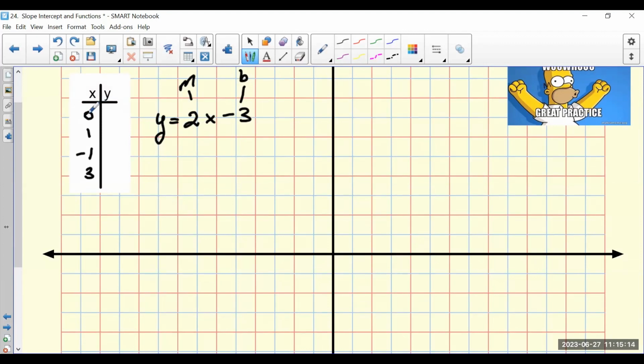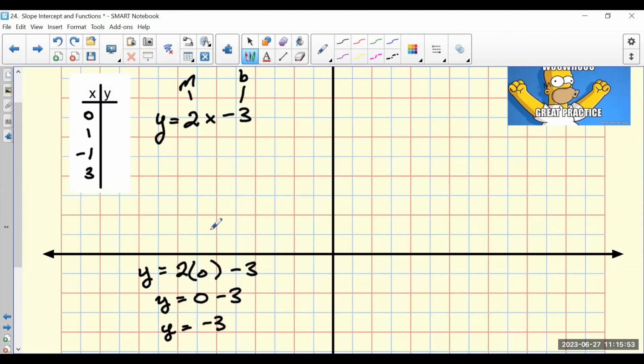So when I say we're going to pick a 0 for x, what I mean is we're going to put a 0 in place of the x. So I'm going to do that down here. I'm going to write y equals 2 times 0. So I'm putting this 0 in for the x, in the x column, minus 3. And then I'm going to use my order of operations to solve it. So first thing is 2 times 0. Well, that is 0. And then 0 minus 3 is negative 3.